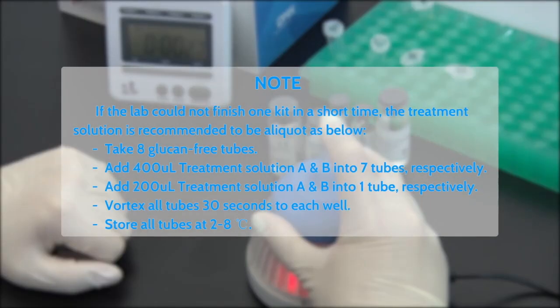Note: if the lab could not finish one kit in a short time, the treatment solution is recommended to be aliquoted as below. Take 8 glucan-free tubes. Add 400 microliter treatment solution A and B into 7 tubes, respectively. Add 200 microliter treatment solution A and B into 1 tube, respectively. Vortex all tubes 30 seconds to mix. Store all tubes at 2 to 8 degrees.